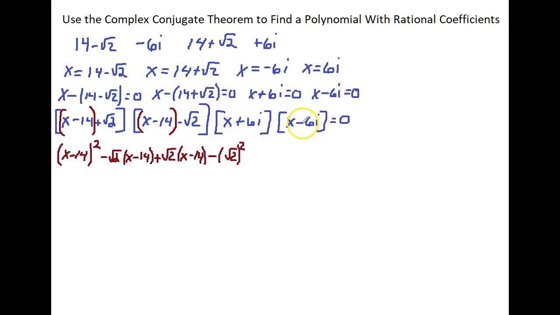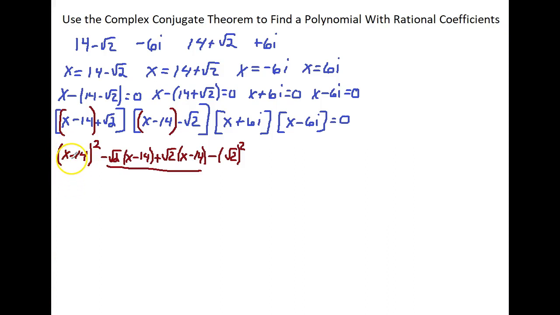I'm going to wait to multiply these out. Okay. Now, you notice our middle terms here, those add to 0. They cancel out. So they're gone. Okay? So what I'm going to do is I'm going to square this.